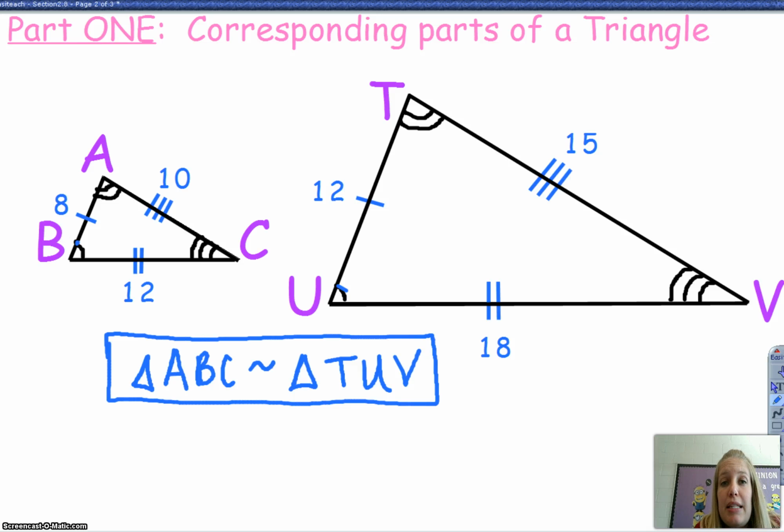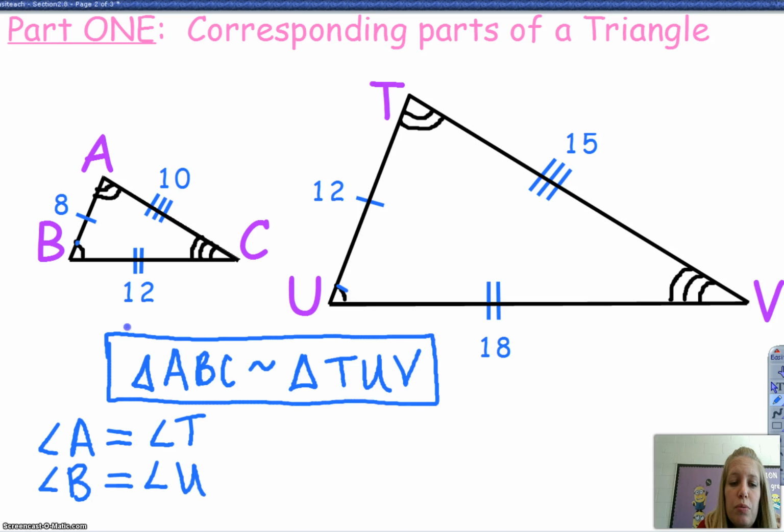Another thing that we said in the definition is that the angles are congruent. That means they are equal. So angle A, that's the symbol for angle. It looks like an L kind of slanted. Angle A is congruent, means it equals angle T. They have the same measurement. And angle B is congruent to angle U. And angle C is congruent to angle V.